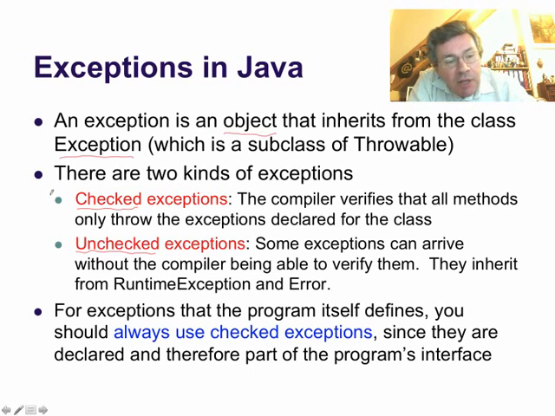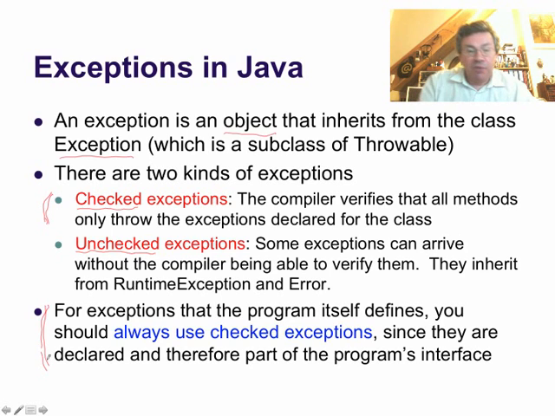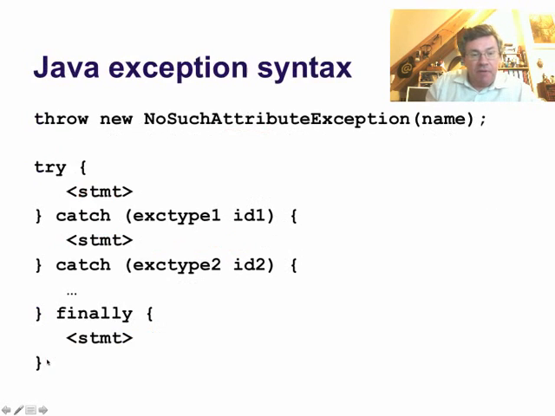Normally you should try to use checked exceptions as much as possible because of the verification that the compiler can do. Exceptions that the program itself defines are part of the program's interface, so they should be declared, so that the compiler can do what's necessary to verify that they're properly used in the program. Sometimes it's not possible, and then you use unchecked exceptions. But in general, you should use checked exceptions.